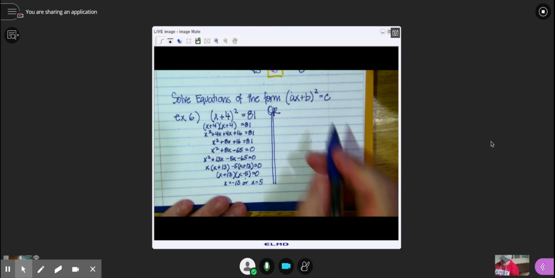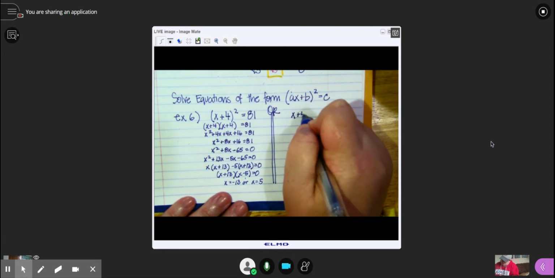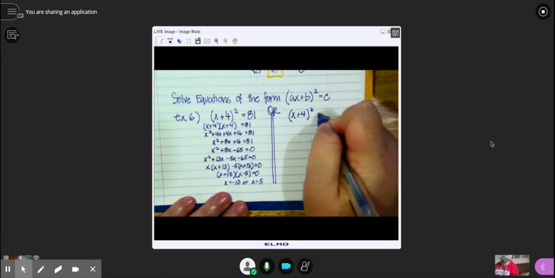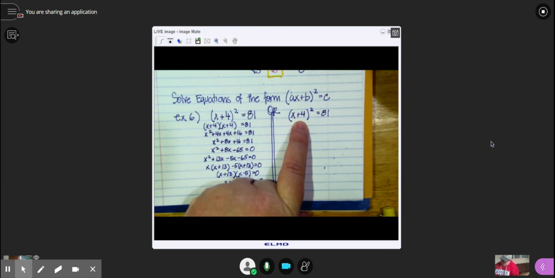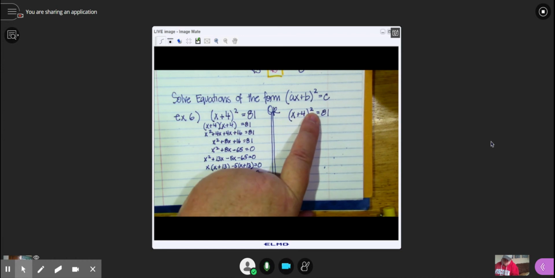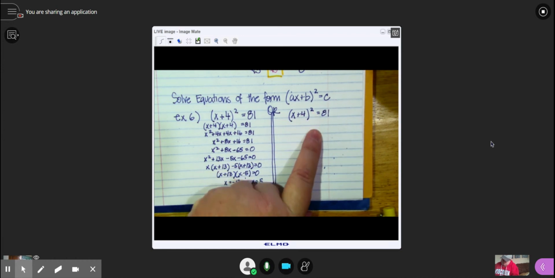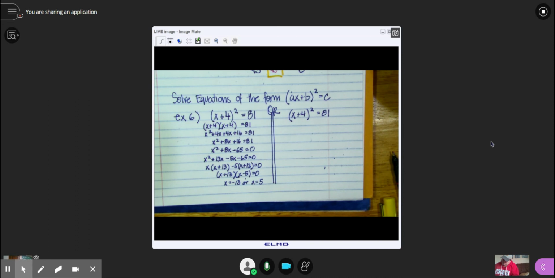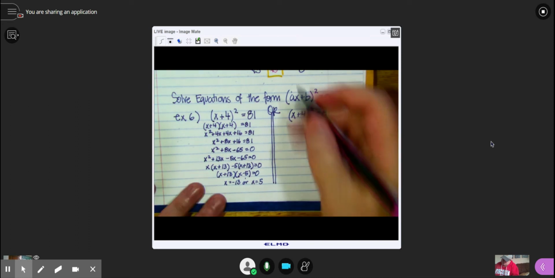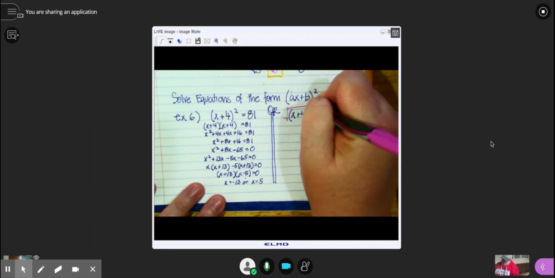There's an alternative method. Is x plus 4 a perfect square? Do you see how it's x plus 4 squared? And I'm squaring that entire set of parentheses equals 81. What if I just took the square root here?